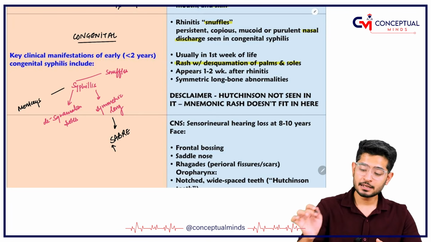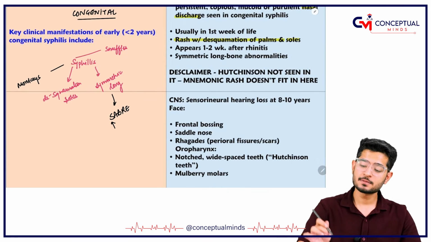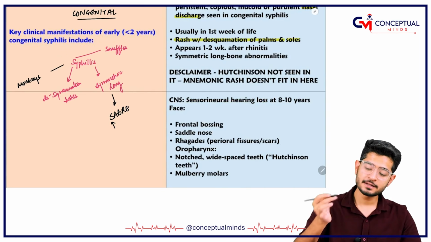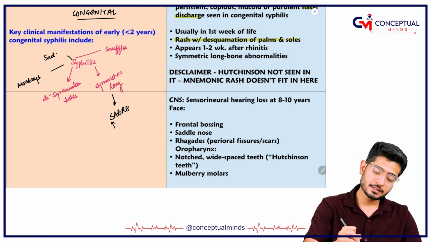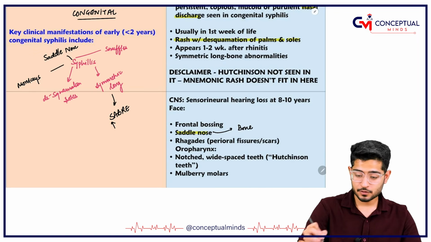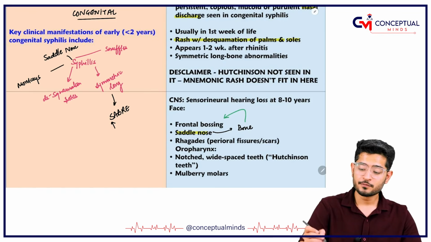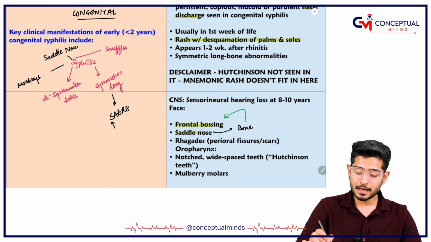Now please understand that Hutchinson, coming on to the CNS manifestations. Now CNS manifestations will be sensory neural hearing loss, this I have told you. Let's understand what extra it will have. From S it is going to have the saddle shaped nose. Why saddle shaped nose, I have told you, because there is a bone deformity which is going to happen, and since we are discussing bone deformity, frontal bossing is another feature, because of improper bone formation. Of course you will be having rhagades also.